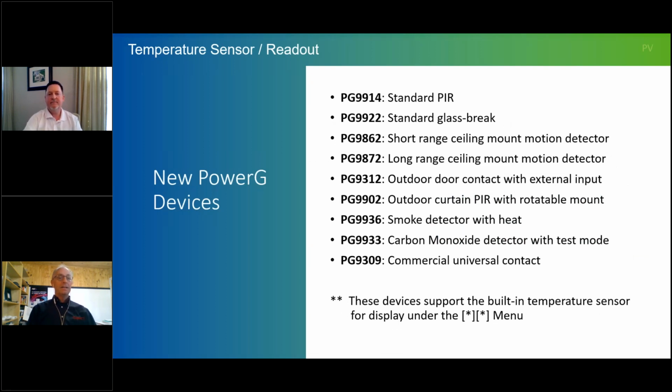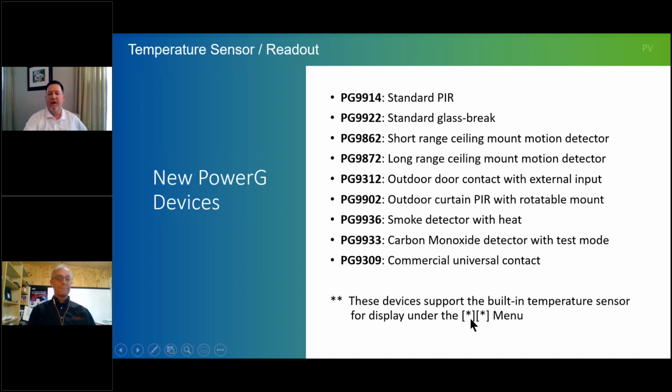From the 9914, you have the glass break, the latest glass break. We launched two recent ceiling mount motion sensors, the 9862 and 9872, the outdoor contact, the latest curtain type PIR, smoke and the CO, and also the new commercial universal contact. All of these PowerG devices have the temp sensor built in that you can take advantage of.